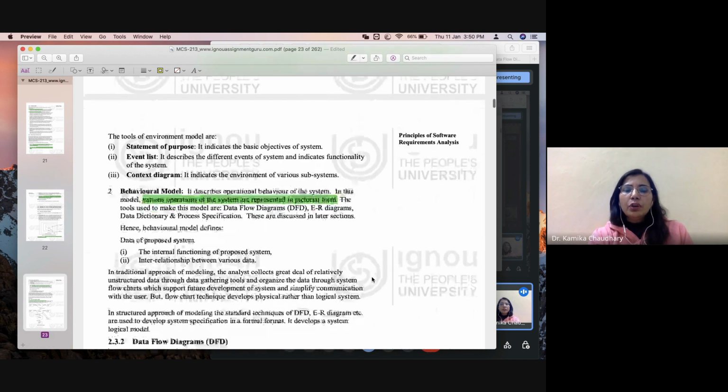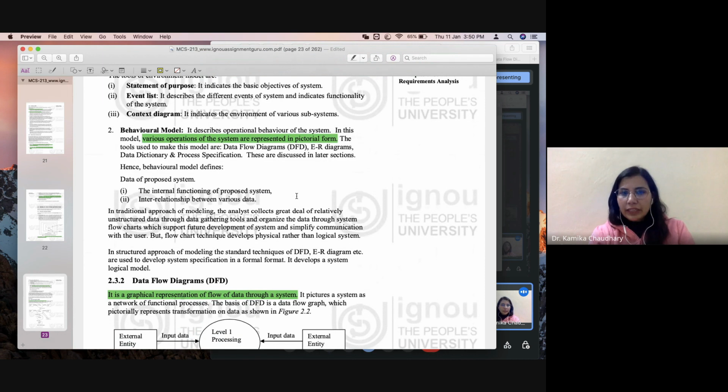Now we are going to move on to the behavioral model. What does the behavioral model describe? It describes the operational behavior of the system. In this model, the various operations of the system are represented in pictorial form. All the models which we are going to study now, whether it is DFDs, which are data flow diagrams, or the ER diagrams, or the process specification, come under the behavioral model.